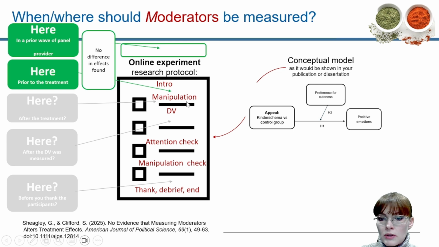At the moment, most of the literature, and this is what Sheagley and Clifford also argue in favor of, is leaning towards measuring your moderators before your treatment, before your manipulation. So the recommendation in the literature now is not to do it here, not to do it here, not to do it here, but to try to do it either sometime before the actual treatment, before the experiment, if you have the luxury of dealing with a panel provider and collecting data in several ways, or to do it before your manipulation, because they didn't find any biasing effects on the dependent variables.